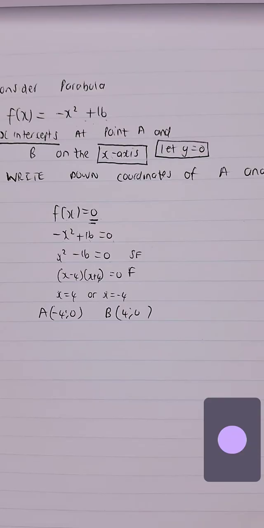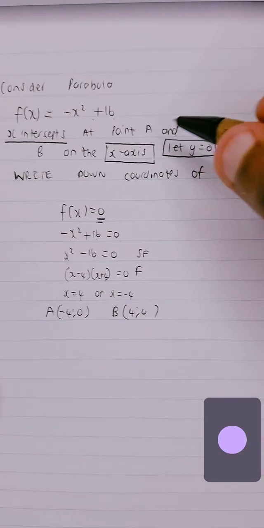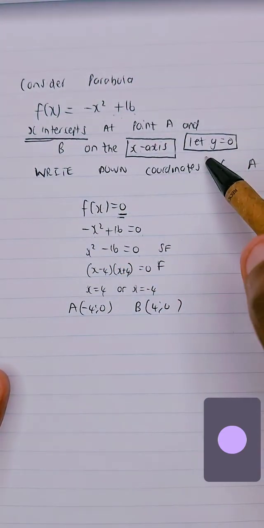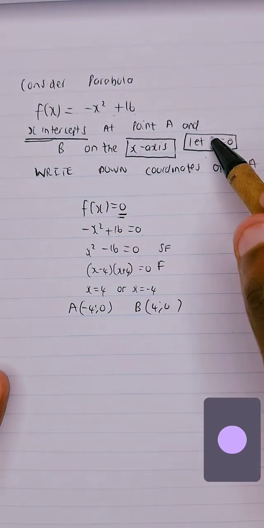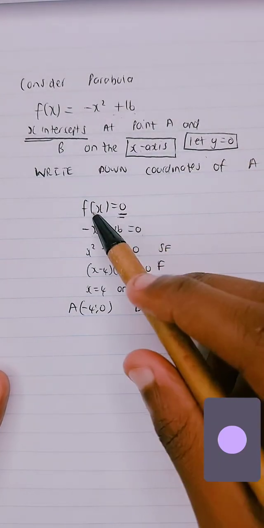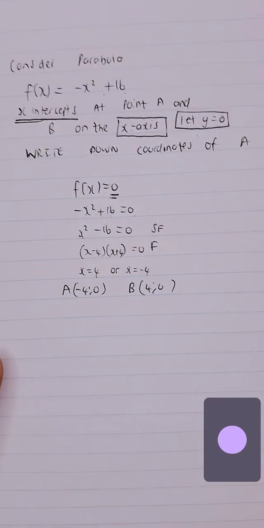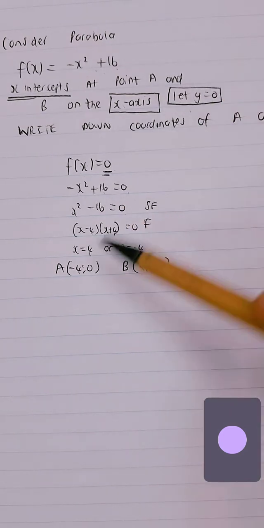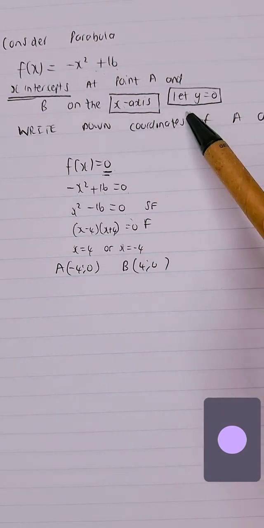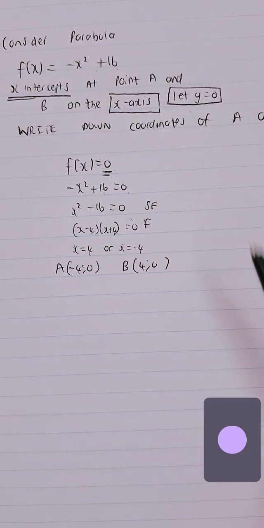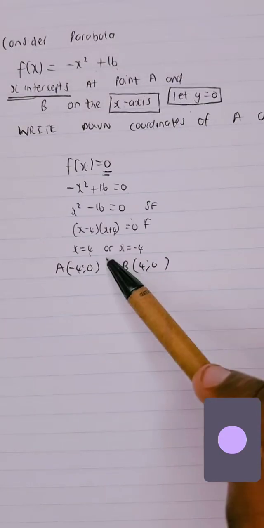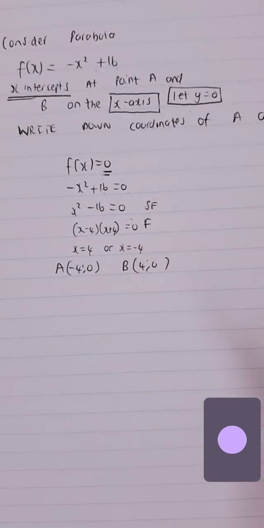So very importantly, whenever you're asked to find the x-intercept, you know that the x-intercept is where you let y be equal to 0. You substitute into the function and then you solve. Since they did not specify in the question, it doesn't really matter whether you say A is 4 and 0, B is negative 4 and 0, because they then become arbitrary, as you have said. What a word that you've used there.